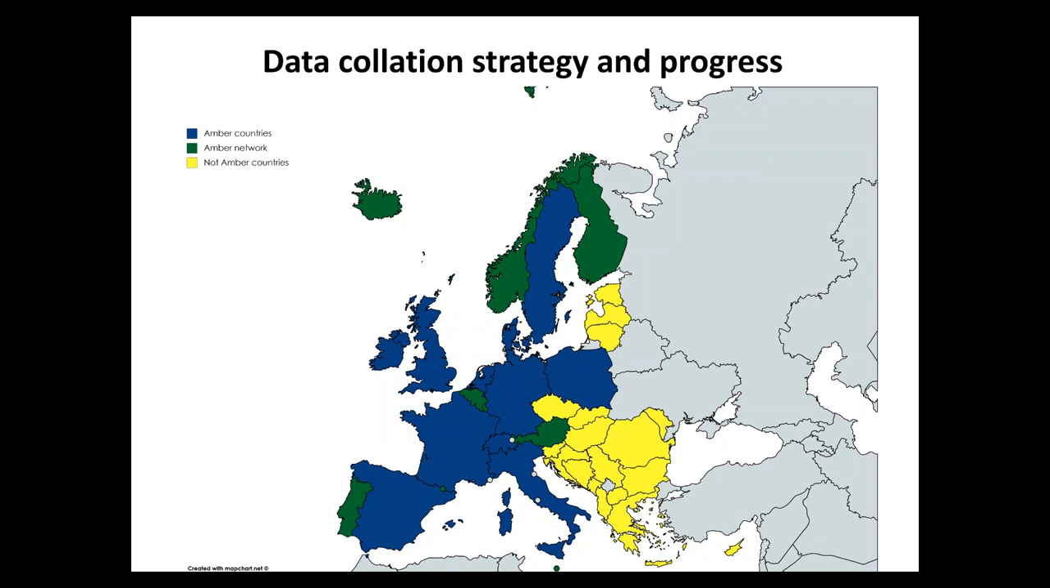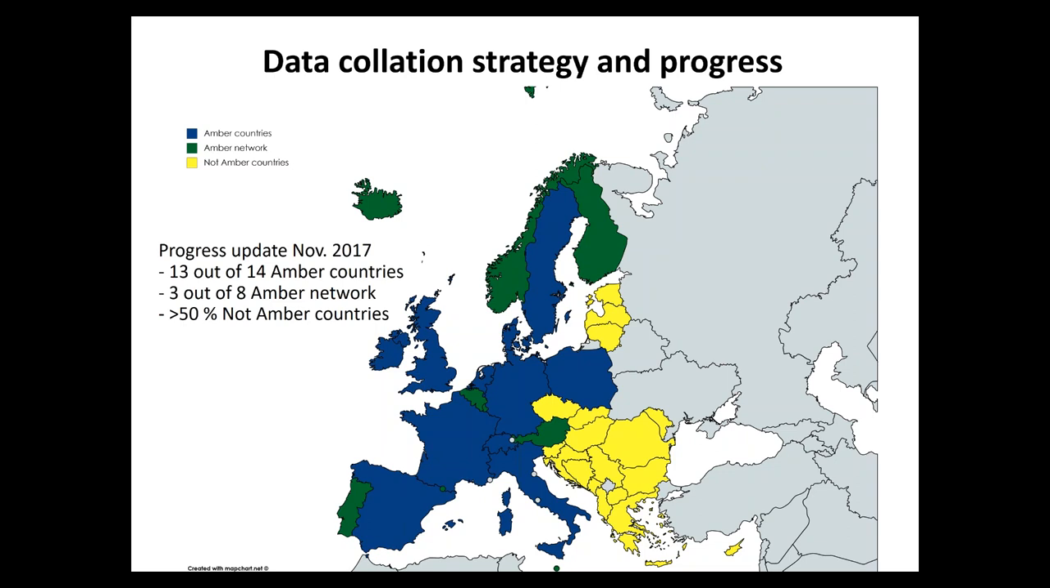The strategies differ mainly in time. At first we started to collect information for Amber countries, then for the Amber network, where we have institutional connections with these countries, and then different strategies for countries where we do not have any connection. In particular, for this last group, we decided not to collect data at the country level, but at a larger regional level. So, for instance, the Danube region, the Balkan region, and the Baltic region.